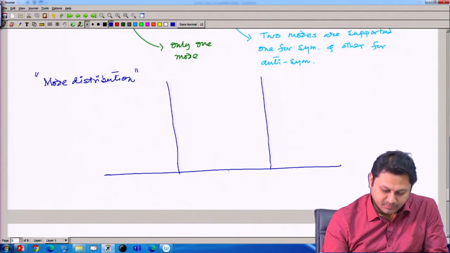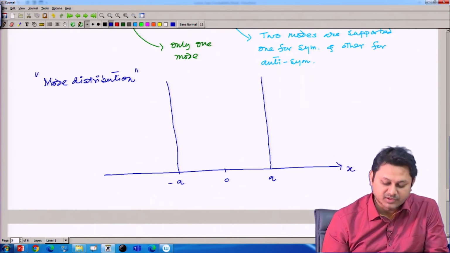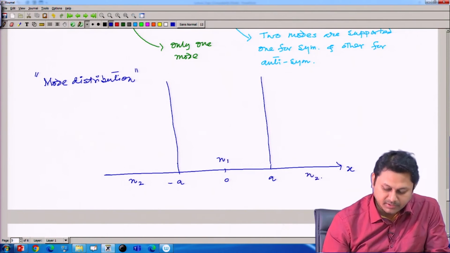So, I have this point O, that is the origin, and this is d by 2. According to our notation, let me write it as A, this is minus A, and along this direction is my x direction, and the mode is distributed over this x direction. The refractive index here is n1, here is n2, here is n1 and here is n2. This is the cladding part.